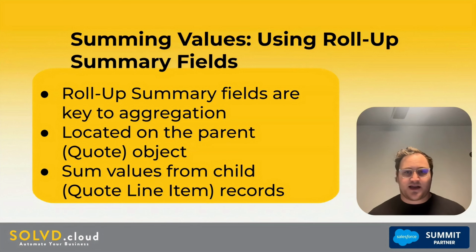Next up, let's discuss how we can sum up the values of these quote lines. Once our quote line items are categorized, we can use Salesforce roll-up summary fields. These fields are defined on the parent object, so in our case, the quote. They allow you to sum, count, find the min or max or average of values from related child records. In our case, that would be our quote lines.